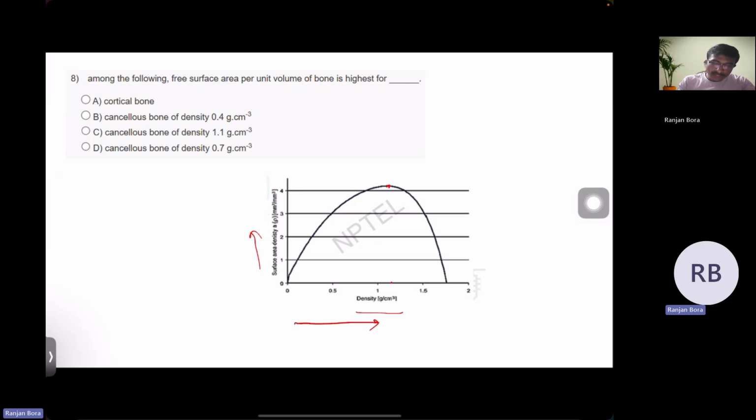This surface area density is maximum at this point. And this density represents the density of cancellous bone, which is 1.1 gram per centimeter cube. So the surface area density is highest for this cancellous bone of density 1.1 gram per centimeter cube. So option C is correct.